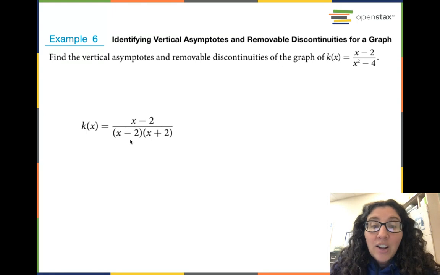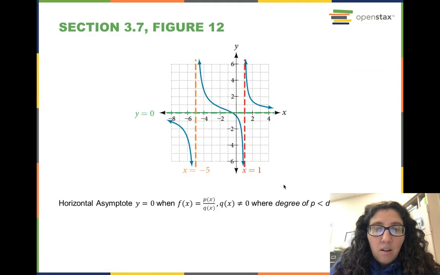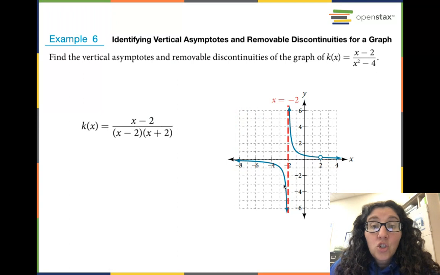All right, let's factor the denominator. All right, it's a difference of squares, x minus 2, x plus 2. These we can cancel out. There's going to be a removable discontinuity at 2 and a vertical asymptote at -2. Let's look at the graph. Sure enough. Removable discontinuity at 2, vertical asymptote at -2. All right, and yep, that's the end of this section. So that's how you find removable discontinuities and vertical asymptotes.